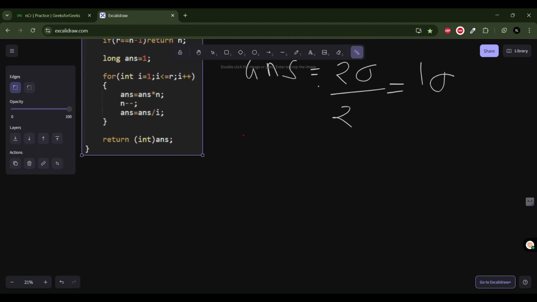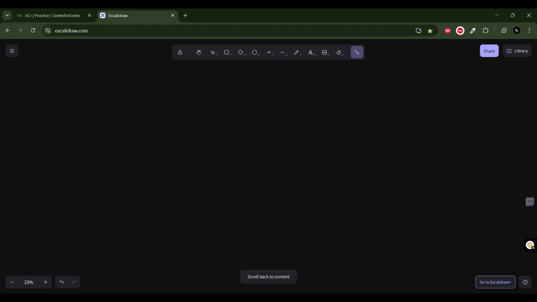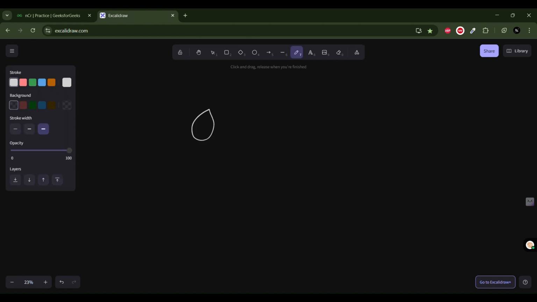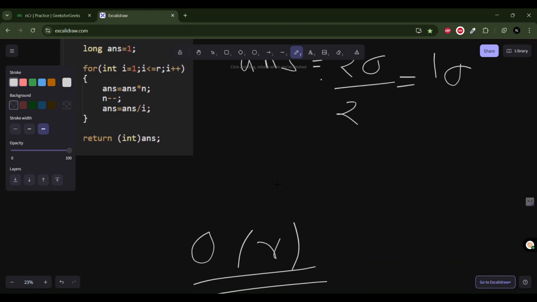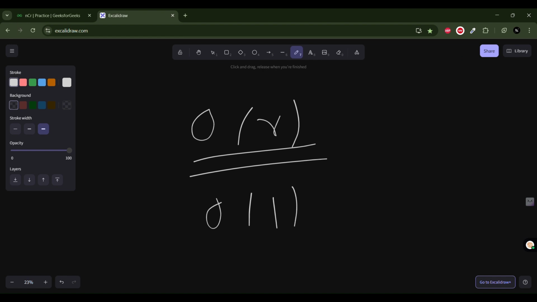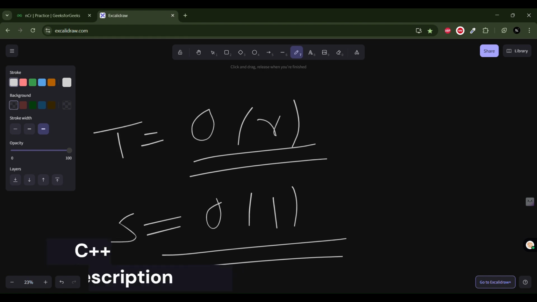This has a time complexity of big O of r, because we are running the loop over r times. Are we using any space? No, we are using only space for variables, which is negligible, so big O of 1. So this is the time complexity, and this is the space complexity.